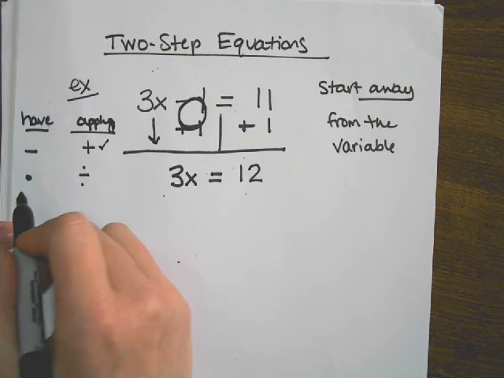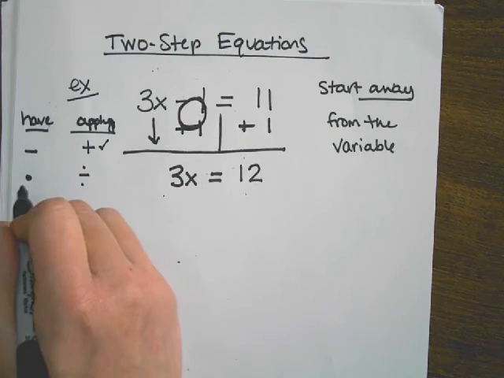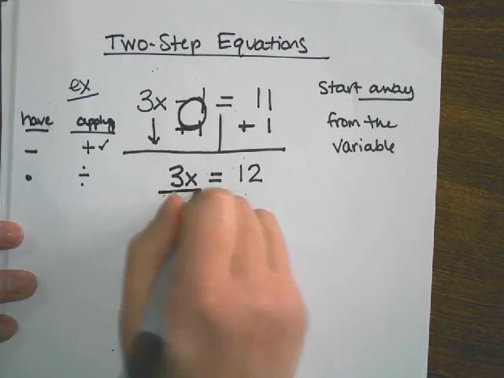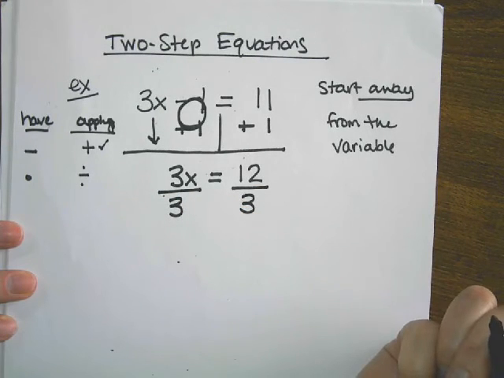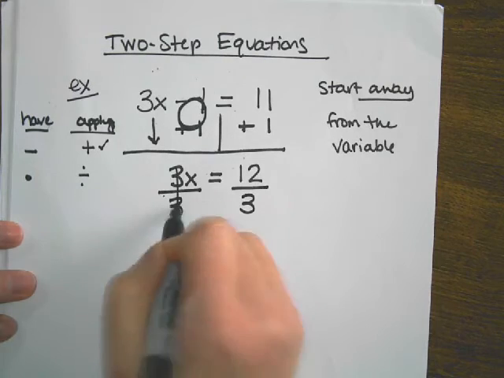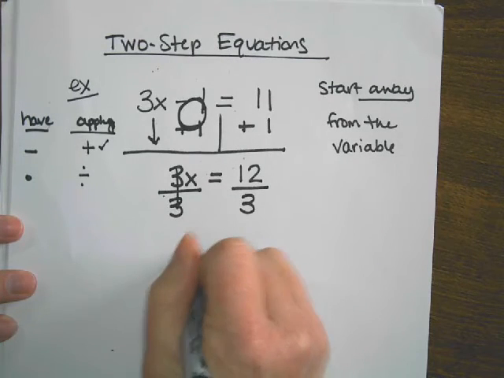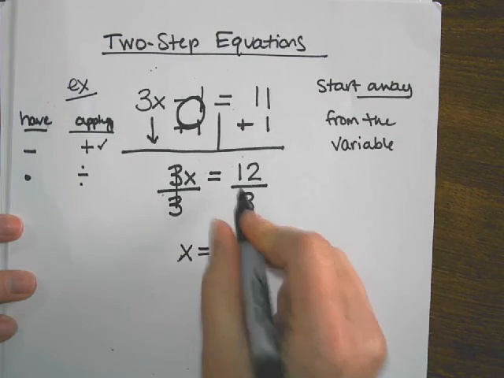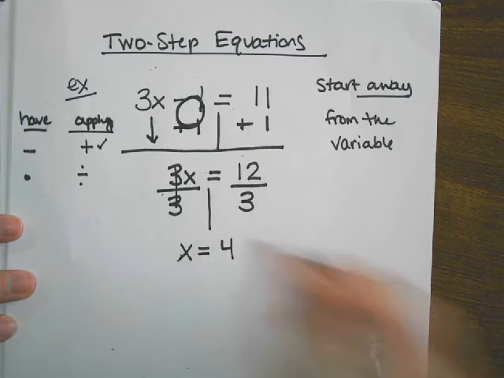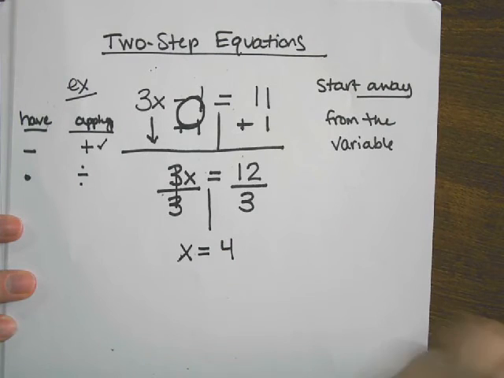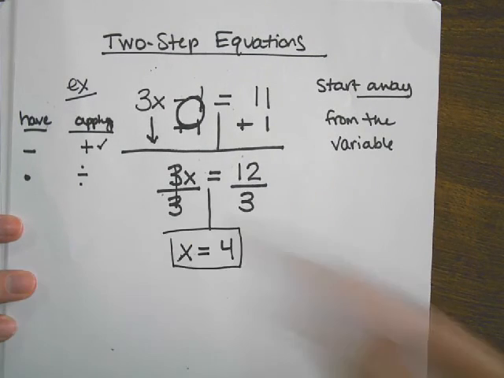So now I need to do this inverse operation. If I have multiply, I need to divide. So I need to divide by 3. 3 divided by 3 is 1. X is equal to 12 divided by 3. Oh, I forgot my line here. 12 divided by 3, which is 4. So my answer, if I'm correct, should be x equals 4.